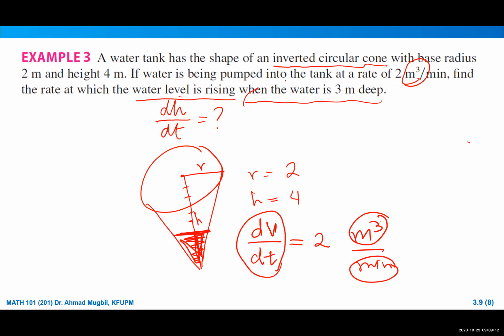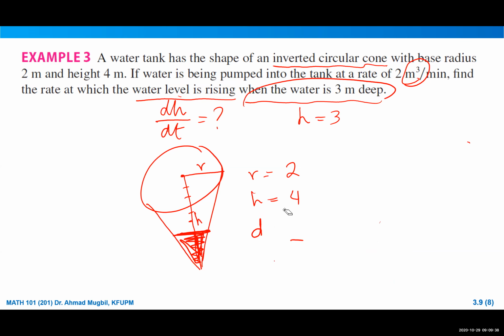But what is this? When X equals 3. What is X? We didn't mention X here. When H is 3. This is when, what is the dH dt? When H is 3. Yes. So it is important to understand the problem, and if you can translate it from English to mathematics, you are done.